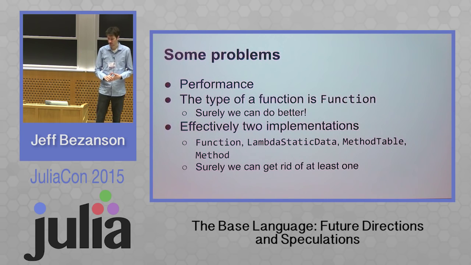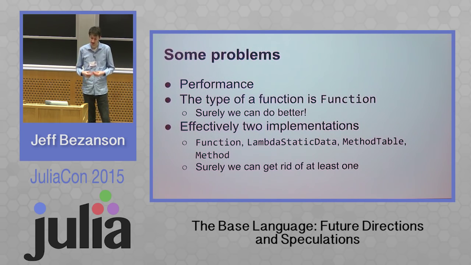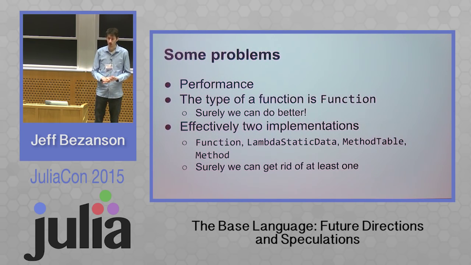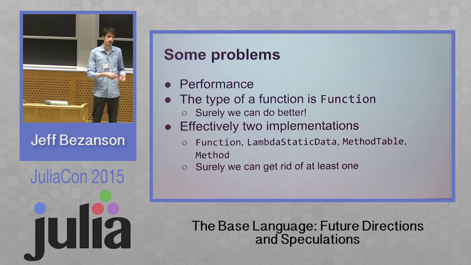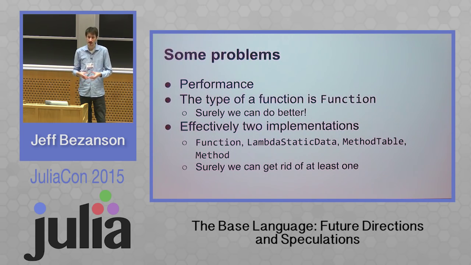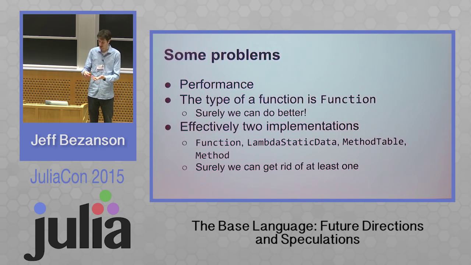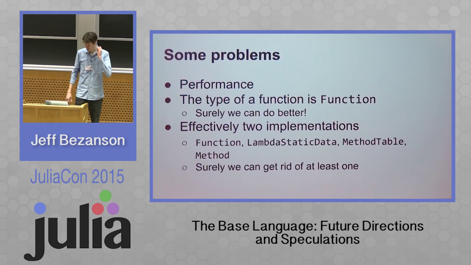Also internally, if you're familiar with the internals at all, I think it's a little bit too complicated right now, because we effectively have two implementations of this. There's the method system that gives you a way of doing a kind of higher order programming, and then you can also have a function object and pass that, and internally this comes out as two implementations. There are multiple types involved here: function, lambda static data, method table and method, and arguably maybe a couple others. So surely we can get rid of at least one of those and have it be a little simpler internally.